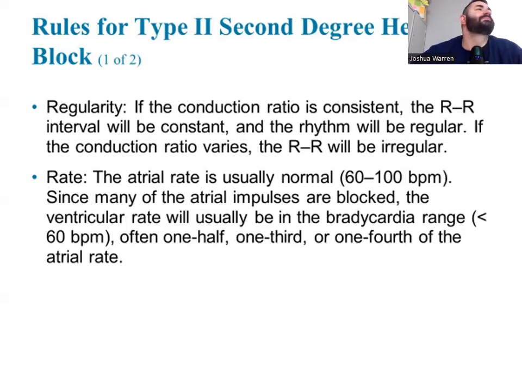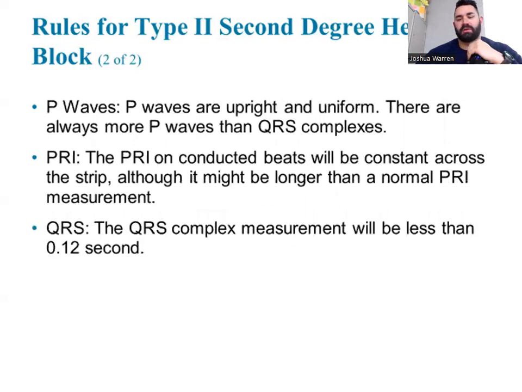I was saying that the ventricular is already slower in comparison to the atrial. They should match. The AV conduction ratio should be 1-to-1. Now we're looking at a 2-to-1, 3-to-1, 4-to-1 ratio where the atria is beating 4 times, but the ventricle is only beating once. So this will usually result in a bradycardic rhythm. There are always more P waves than QRS complexes in a second-degree type 2. The PR interval on the conducted beats, conducted meaning there is a QRS complex following it, will be consistent and constant. And the QRS complex will usually be normal and skinny.